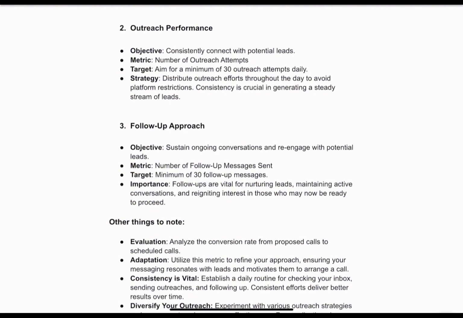And with this, you want to distribute outreach efforts throughout the day to avoid platform restrictions. Consistency is crucial in generating a steady stream of leads. So you generally have about 15 outreaches per hour you want to limit to. You don't want to really go over that. That way, especially if there's loads of people in the DMs, you're not getting any bans or restrictions.